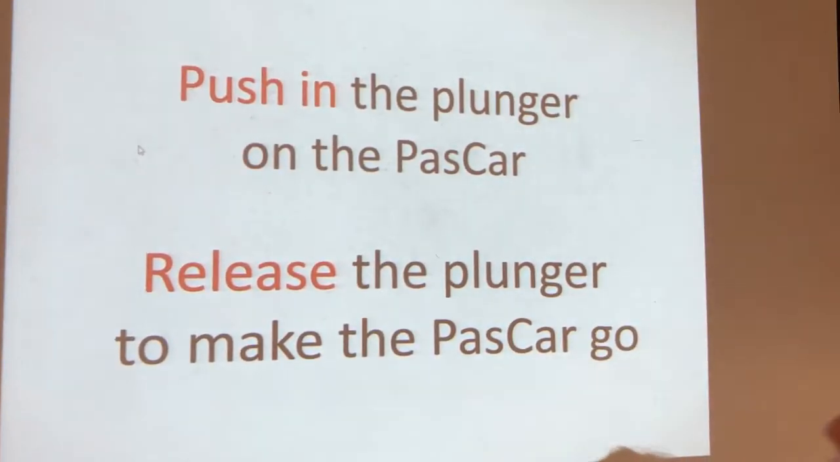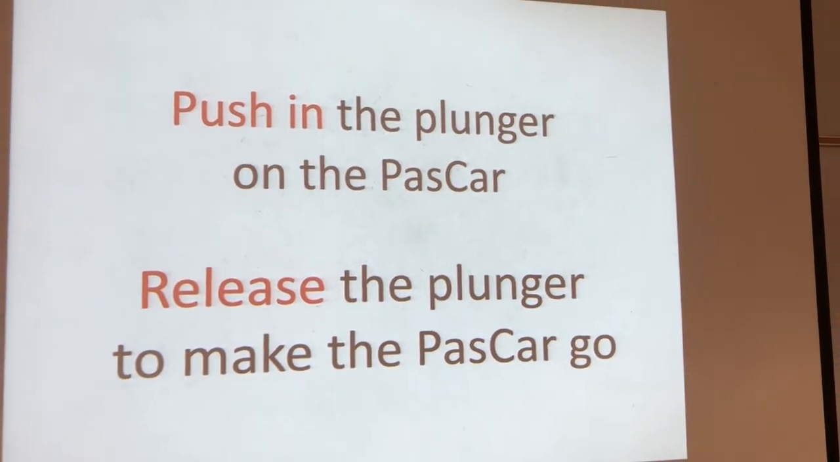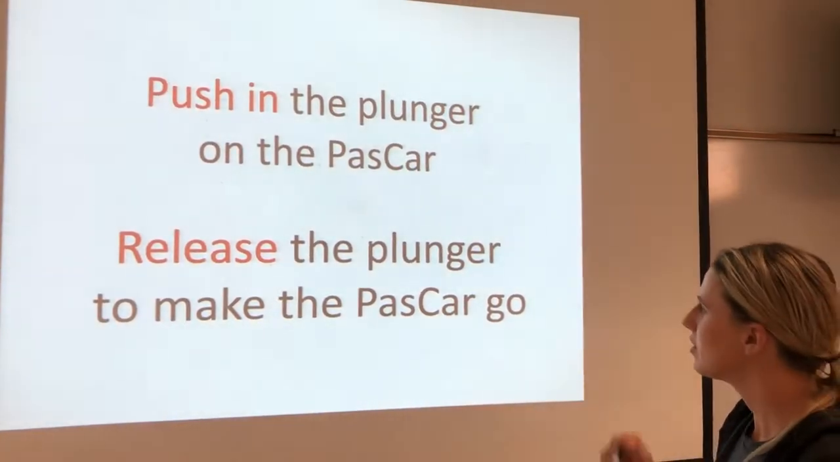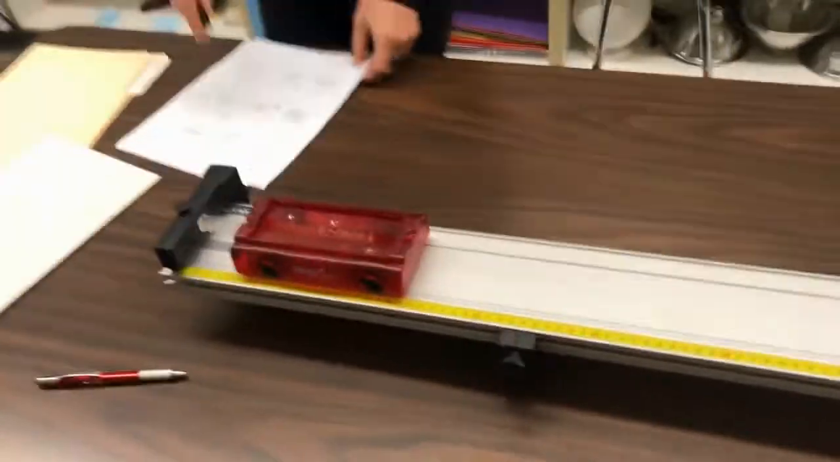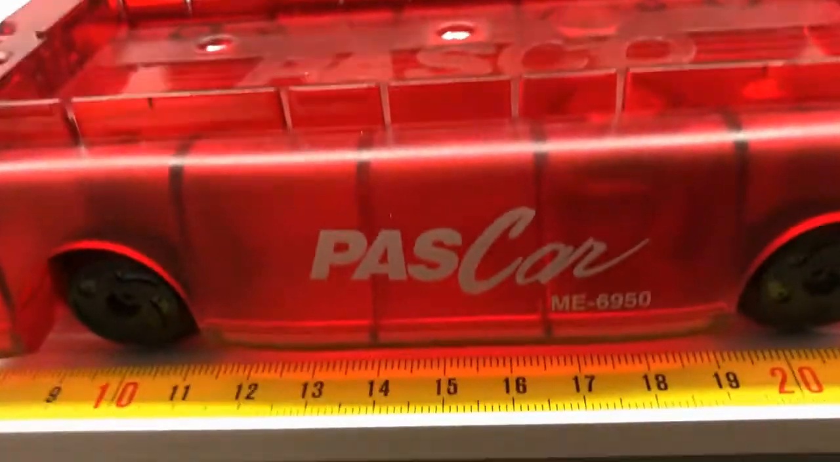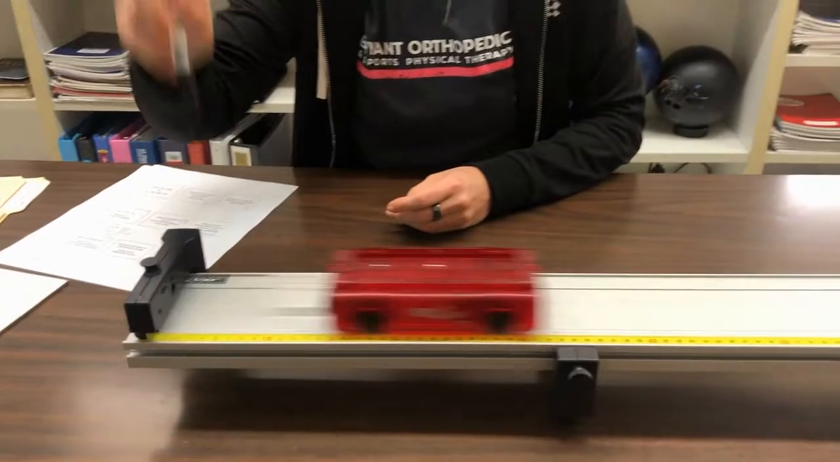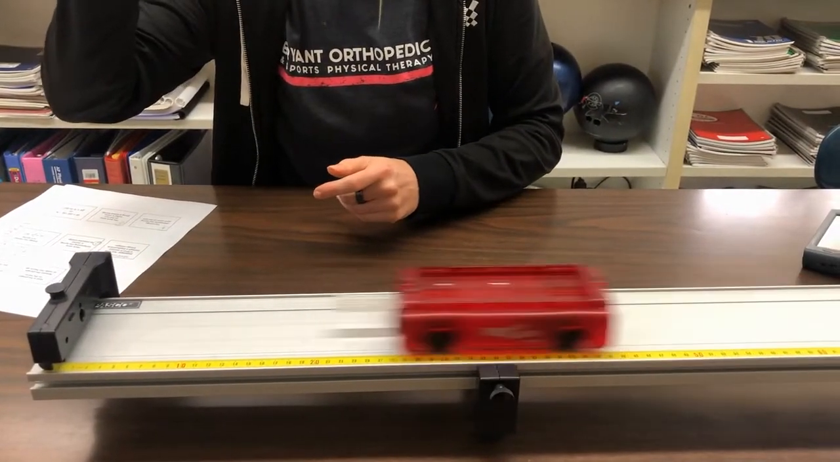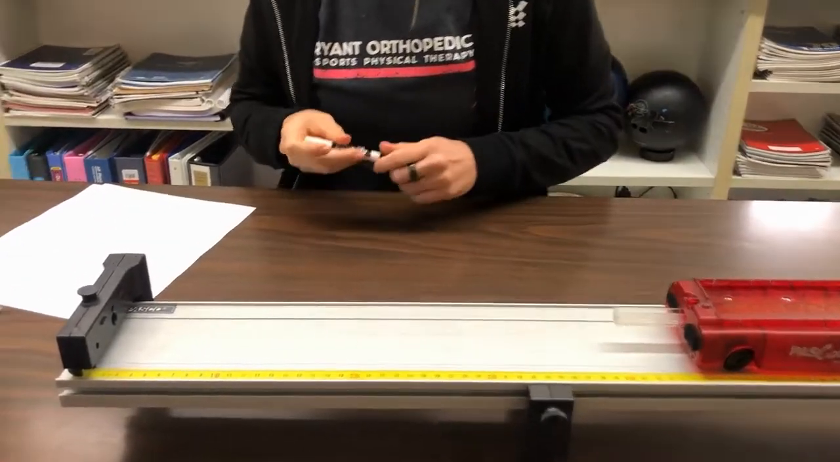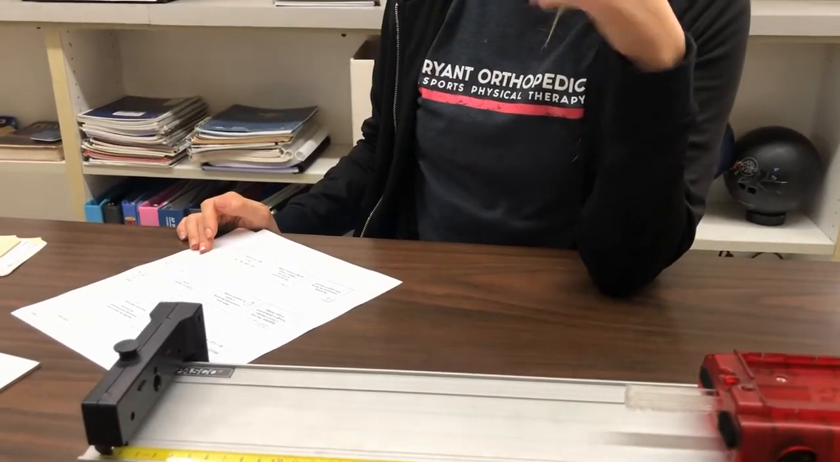Let's play. We are going to go to the cart, the pass cart, and we are going to push in the plunger, release the plunger to make the cart go. I guess I can use this. Okay, so let's go one, two detents right there, and boink. Sweet.